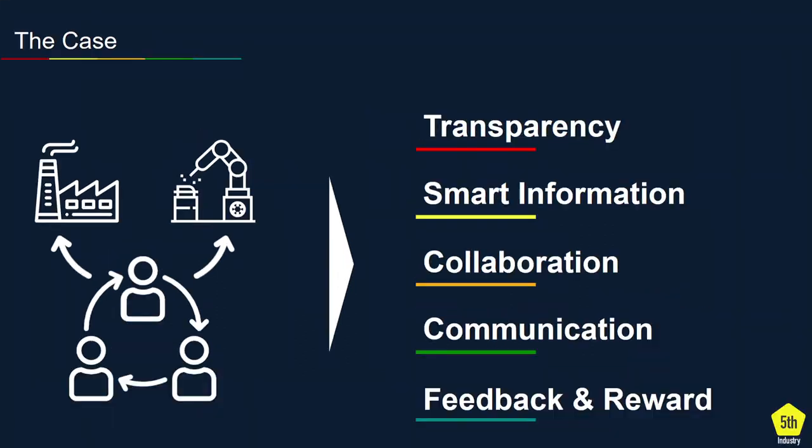First of all, we talk about transparency, about ongoing tasks, about ongoing activities. We talk about smart information when you need it and where you need it. We talk about collaboration without boundaries, without hierarchies. We talk about constant communication with the community, and we talk about appreciation with feedback and rewards. So how does it translate into an application for Diefenbacher to improve the customer value for them?